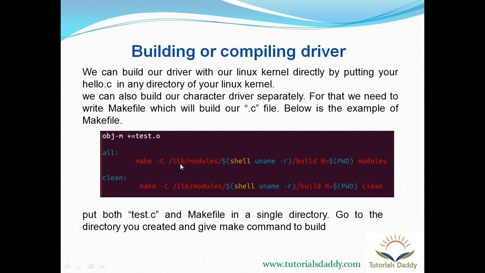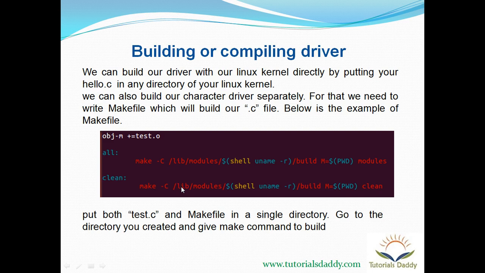Generally in your machine, if you go to the folder lib modules, you will see your kernel version. To give this version name I have given the command shell uname -r. The uname -r command gets the Linux kernel version installed in your system. After that it will go into the build folder. In that build folder it will find the script to build your driver, and pwd is the present working directory in which my module is placed.